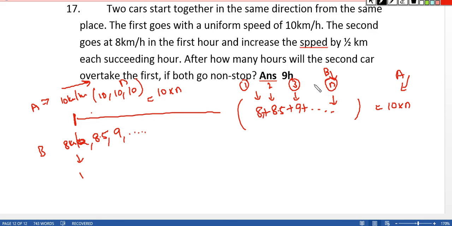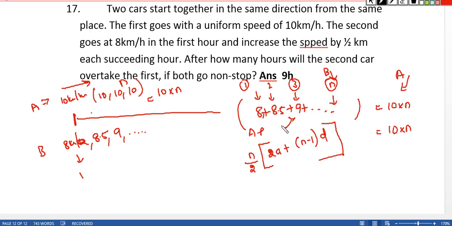So if you look at this, this is again nothing but an arithmetic progression, and the summation of this arithmetic progression would yield us this value 10 into n. I'm going to write the correct formula here. The formula for AP summation is n by 2 into 2a plus n minus 1 into d, where our first term a is 8 and the difference between these two is 0.5, which is nothing but 1 by 2.